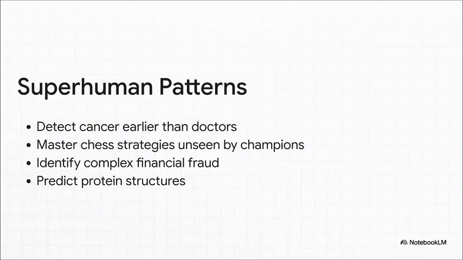So what does this superhuman pattern recognition actually let us do? Well, we're talking about game-changing breakthroughs. An AI can look at a medical scan and detect the faint, early patterns of cancer that even a trained radiologist might miss. It can study centuries of chess games and discover brilliant new strategies that grandmasters had never even thought of. It can sift through millions of financial transactions to find the nearly invisible patterns of fraud. This isn't just a small improvement, it is a total paradigm shift.